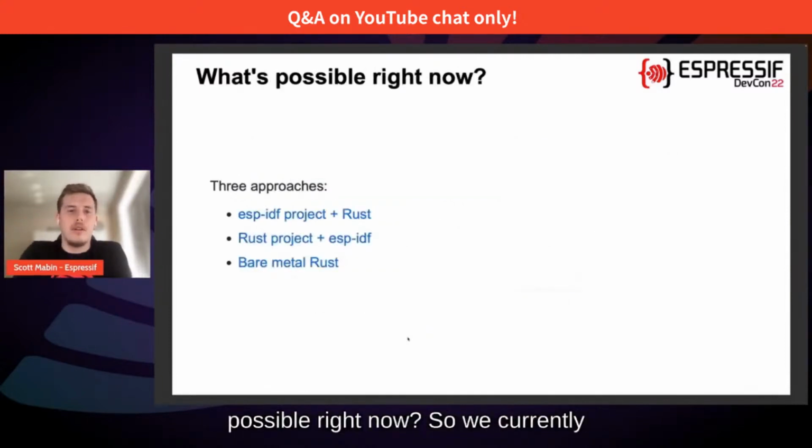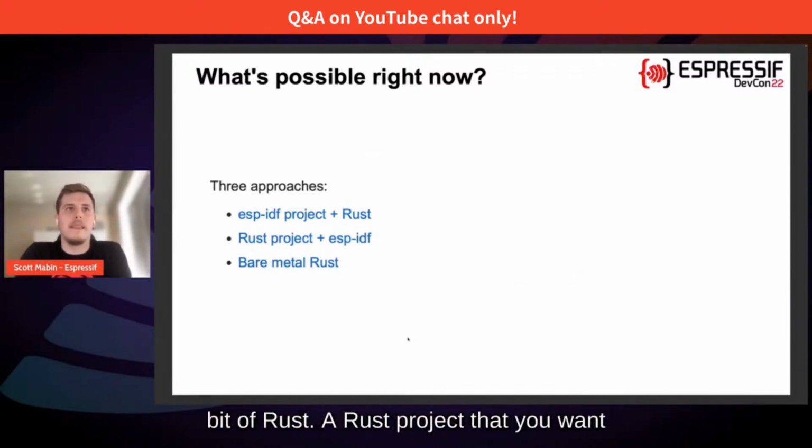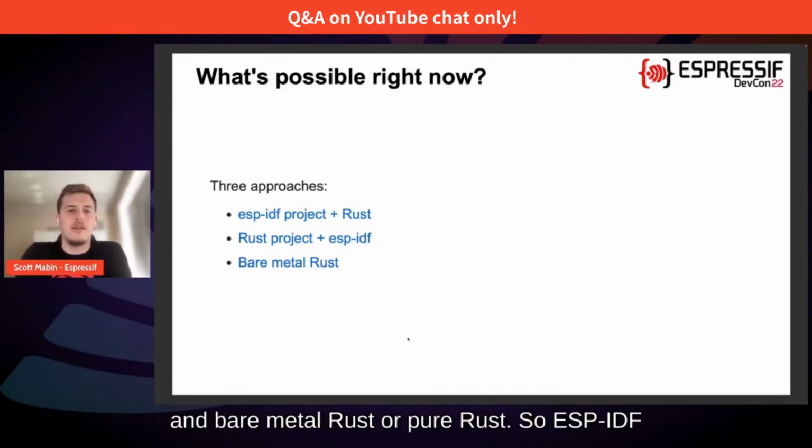So what's possible right now? We currently support 3 approaches with using Rust on Espressif chips. So we have the ESP-IDF project where you want to use a bit of Rust, a Rust project where you want to utilize ESP-IDF, and bare metal Rust or pure Rust.